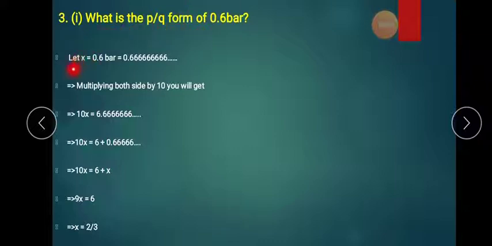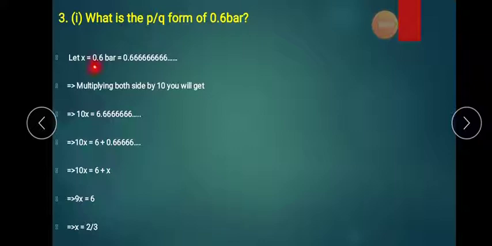So what we'll write, let x equal 0.6 bar. So we are assuming 0.6 bar as x. So let x equal 0.6 bar. Now the bar is on 6. It means 6 is repeating, 0.666 and so on.